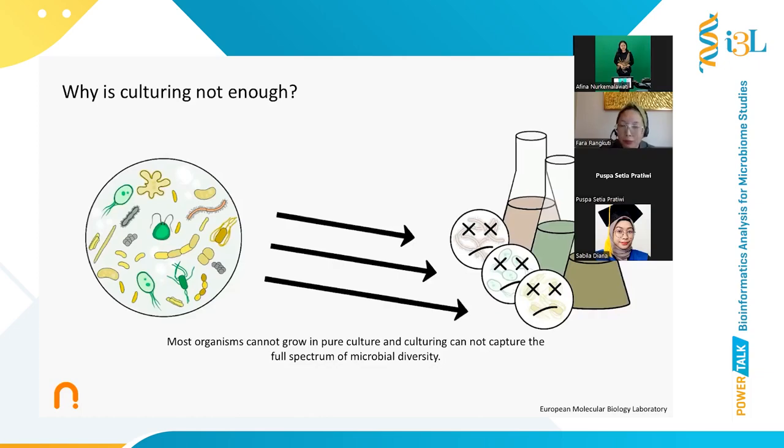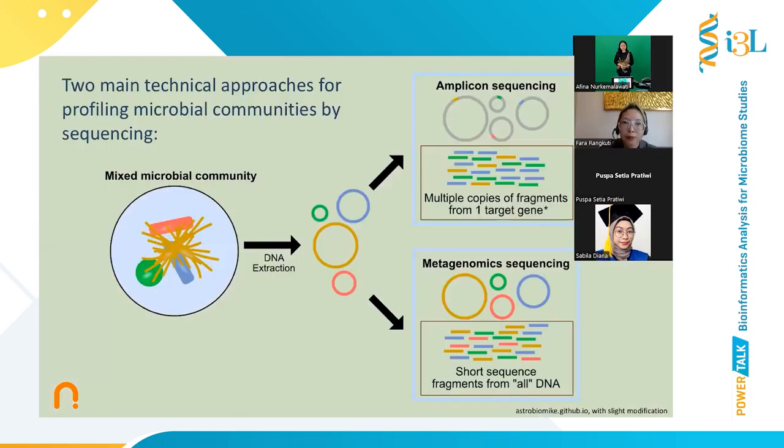And also maybe most of them also won't grow. Okay. Now that we have sequencing, we can do profiling. We can try to understand these communities by sequencing. And usually there are two main technical approaches. The first one is what is called amplicon sequencing.